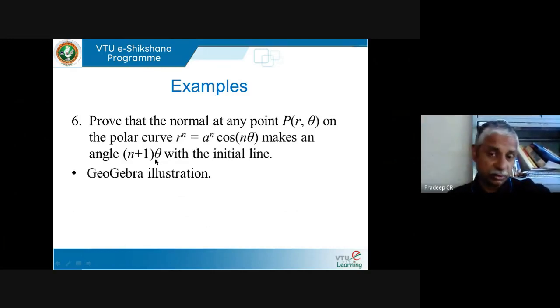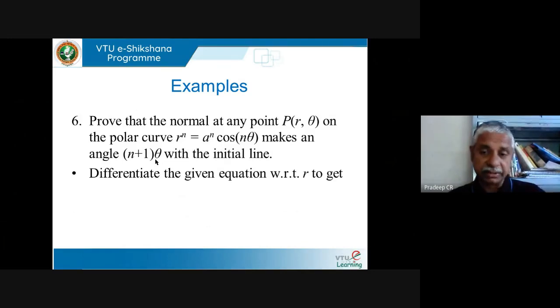So I will not show you a GeoGebra illustration. Instead, I'll directly show you how to go about it. I know the angle between the tangent and the radius vector. Now I want to somehow find the angle between the normal and the initial line. So obviously I have to use that psi thing somewhere. So we differentiate the given equation with respect to r. You should know how to differentiate this. If you differentiate that, this is what you will get.